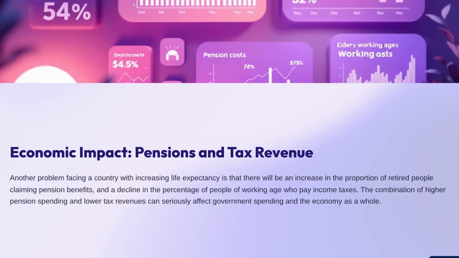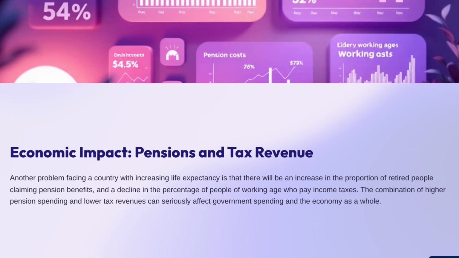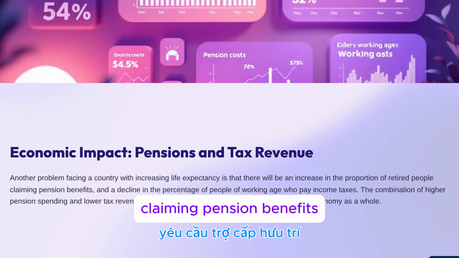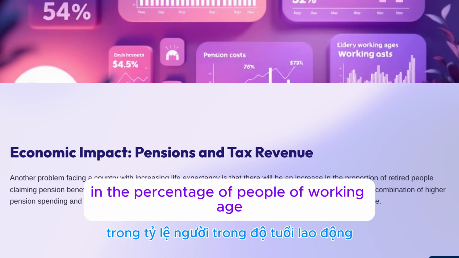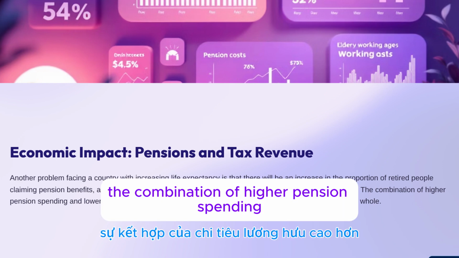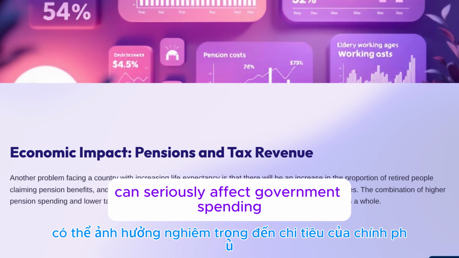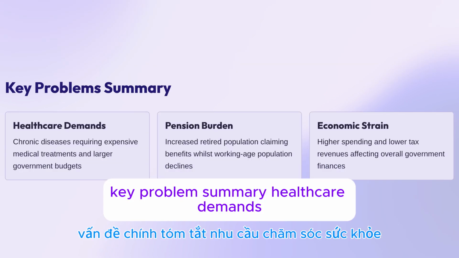Economic impact. Pensions and tax revenue. Another problem facing a country with increasing life expectancy is that there will be an increase in the proportion of retired people claiming pension benefits and a decline in the percentage of people of working age who pay income taxes. The combination of higher pension spending and lower tax revenues can seriously affect government spending and the economy as a whole.